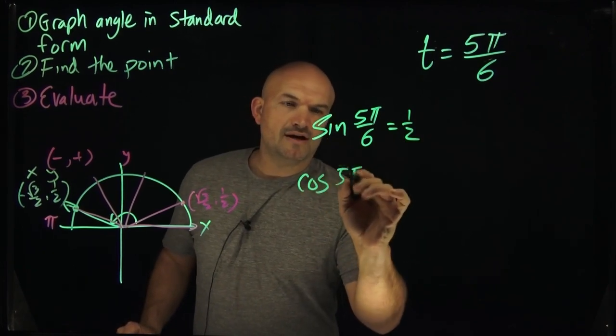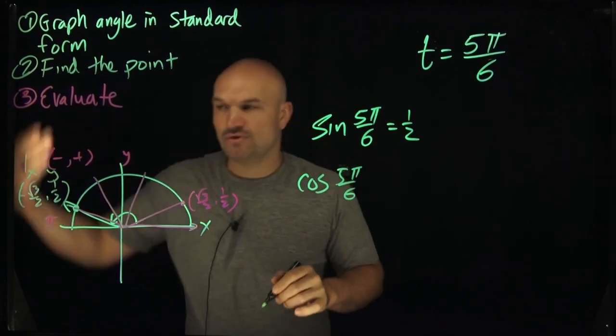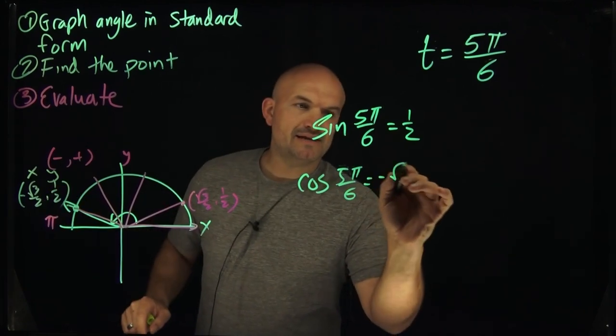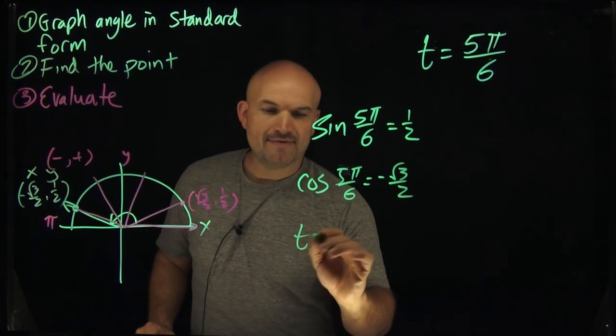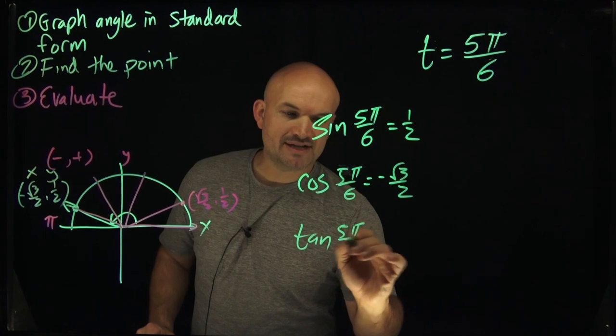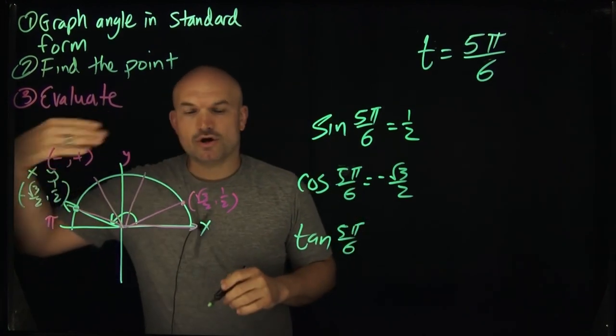The cosine of 5 pi over 6 represents the x coordinate, which in this case is going to be a negative square root of 3 over 2. And then my tangent of 5 pi over 6 is going to be the y coordinate over the x coordinate.